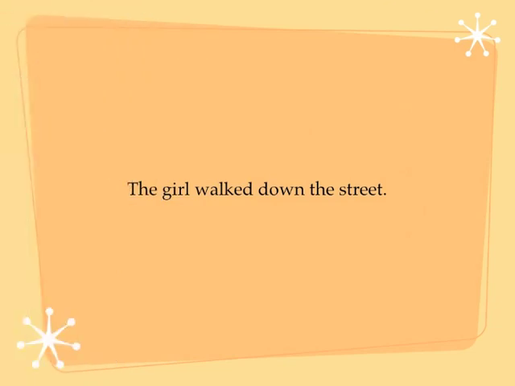Now let's go back to where we started. The girl walked down the street. Remember, we changed walked to trudged. What if we had chosen a different verb? What if instead of saying the girl trudged down the street, the girl skipped down the street? Nobody skips when they're unhappy. Now let's keep going.